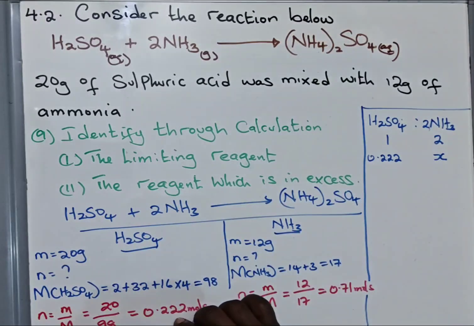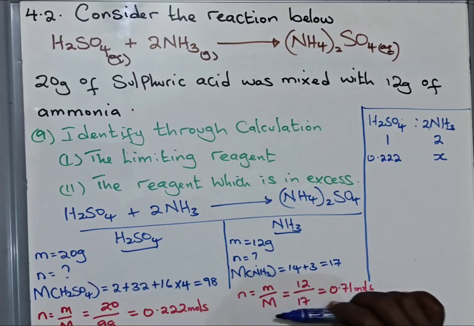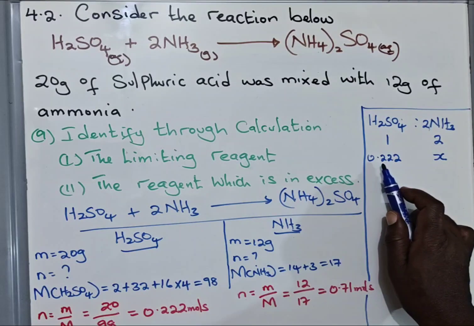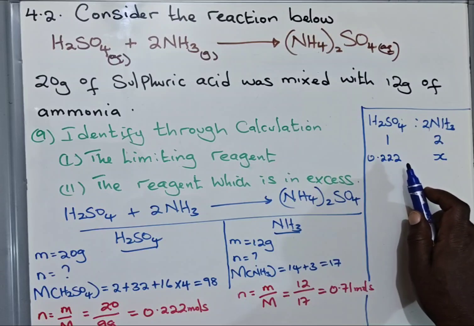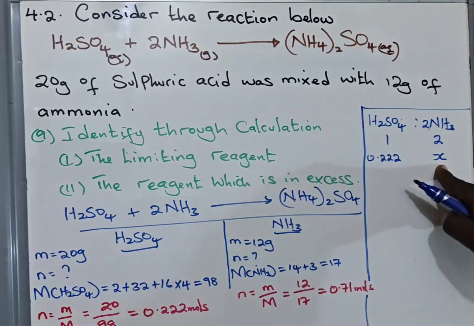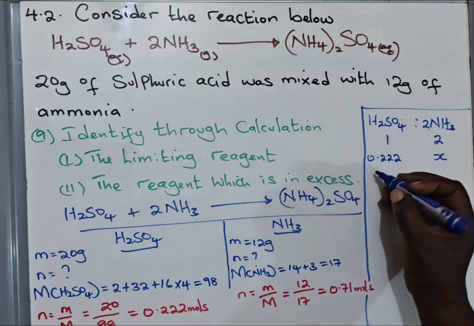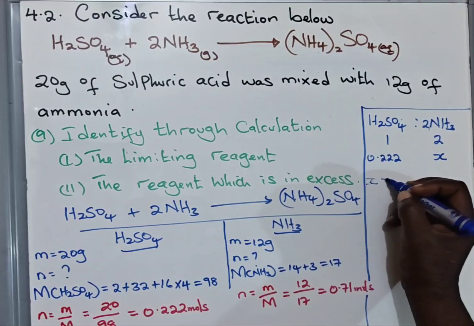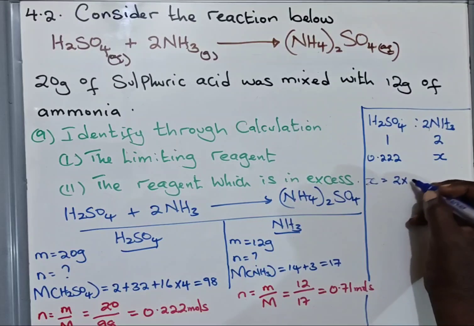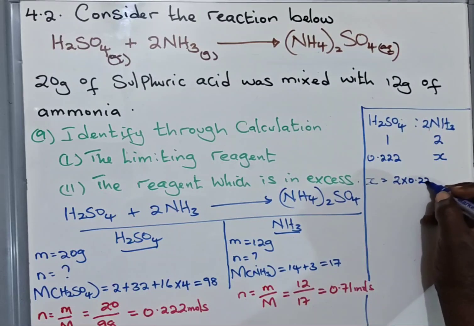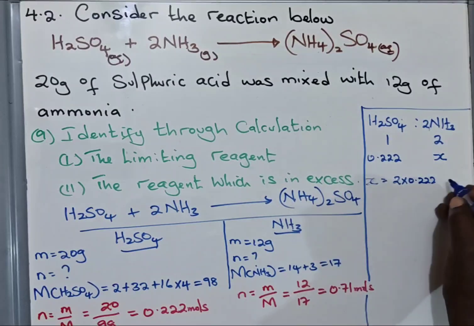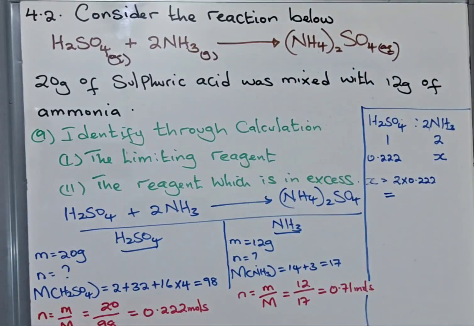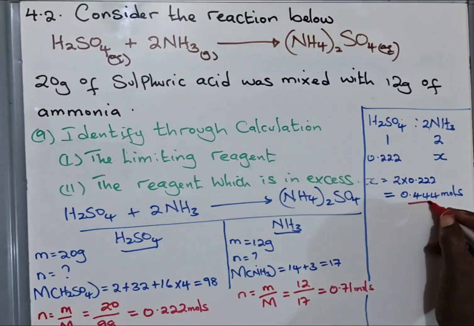These are the number of moles we have calculated. And when you use this one, you ignore this one. We'll use it later. In other words, if you react 0.22 moles of sulfuric acid, what is needed of ammonia? That's what we are calculating now. And here we are going to get our x as 2 times 0.222, giving you, this is what we get.